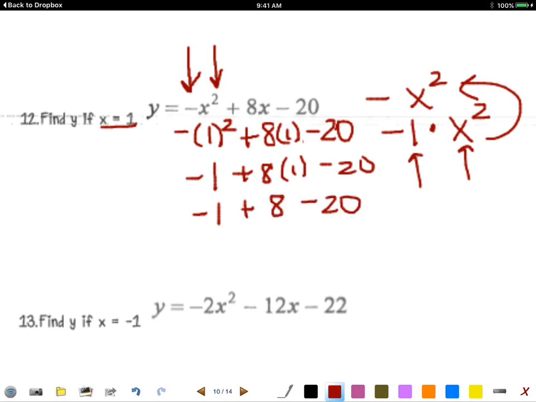Now, because all we have left is addition and subtraction, I would suggest that anywhere you see subtraction, you would add the opposite. Keep, change, change. So negative 1 plus 8 is fine. Well, let's go ahead and do that right now. A negative 1 plus 8. They're different signs. Find the difference and keep the sign of the higher number. So that would be what? 7. 7 minus 20. Okay, but remember, we have to keep, change, change, or add the opposite. So you keep the 7, you add, and the opposite of 20 is negative 20.